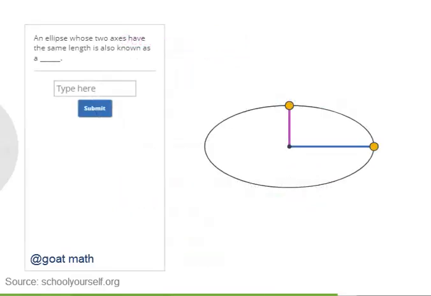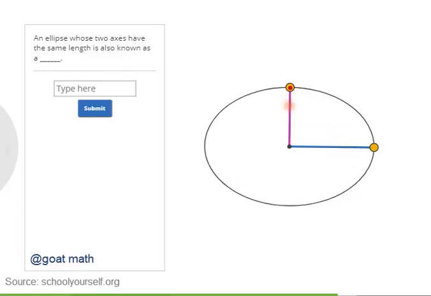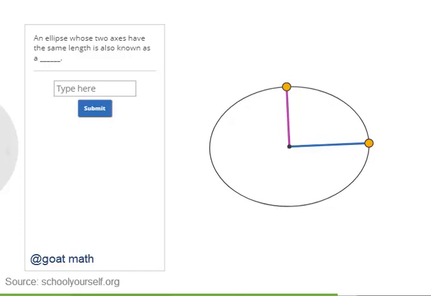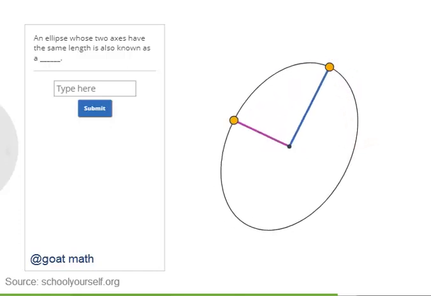Now it's time for you to make your own ellipse. You can drag these two yellow dots to change this ellipse's semi-major and semi-minor axes as well as the orientation of the ellipse. So for this ellipse here, this is the semi-major axis because it's longer, and this is the semi-minor axis because it's shorter.